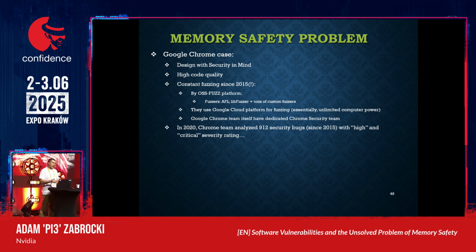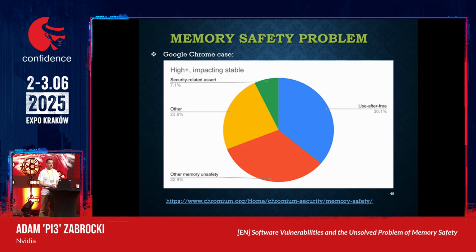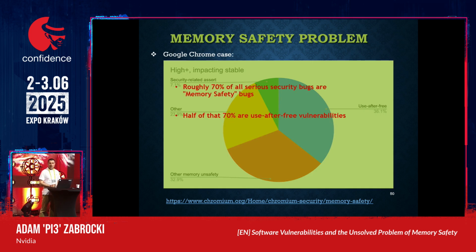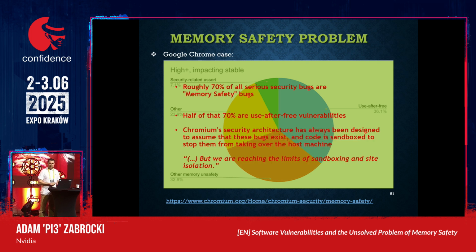And they did kind of the same study which Microsoft did. In 2020, they analyzed all of the security bugs since the beginning of the project with high severity and critical severity, which are the important bugs. And they ended up with this graph. So what do we see here? 70% of all of the security bugs are memory safety bugs. Moreover, half of those bugs are use-after-free vulnerabilities. And the Chromium security architecture has always been designed to assume such bugs exist. And the code is very heavily sandboxed, to stop the takeover of the host through exploitation of those bugs.